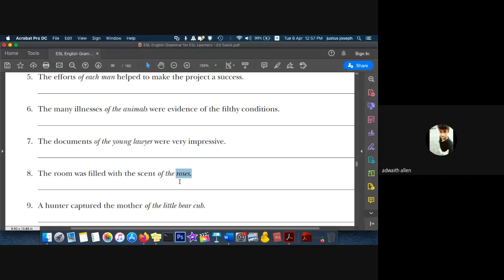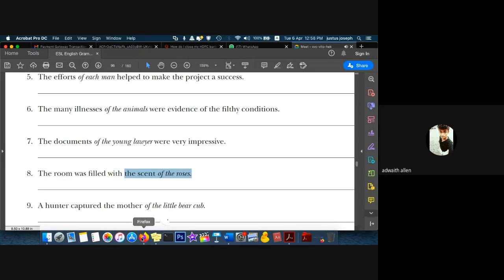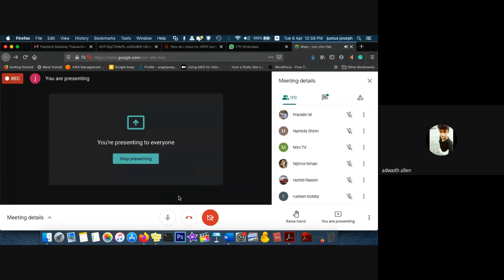The scent of the roses was filled in the room. No. The scent of the roses was filled in the room. Who was this? Can I know who answered? Advait. Advait, wrong. Okay, sir.